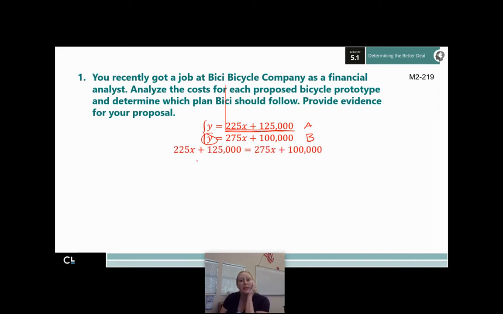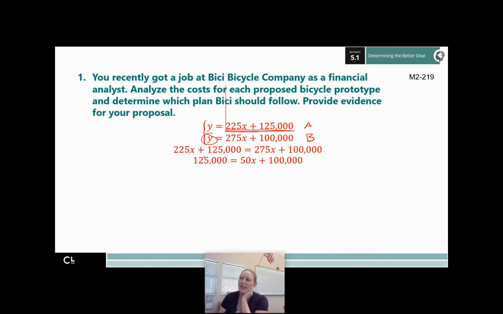Oh, look, no more y's. We just have x's. So I'm going to go ahead and subtract 225x from both sides. So that will cancel out, and 275x minus 225x gives me 50x. You guys know what to do now? Yeah, let's subtract 100,000 from both sides.